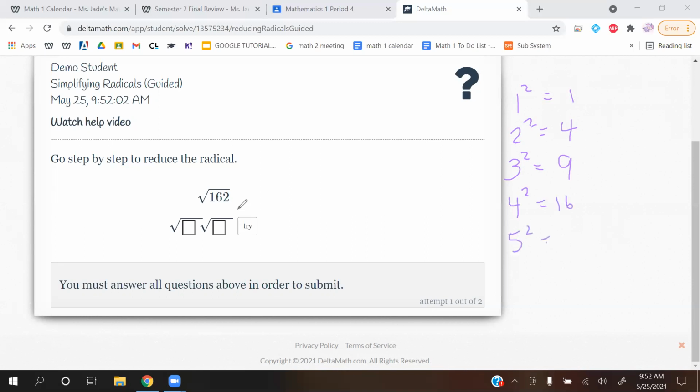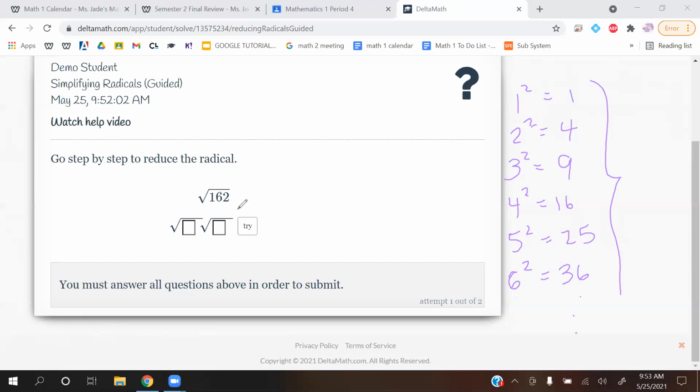5 squared, which is 25. So that's a perfect square. And I could keep going. Like 6 squared is 36. So 36 is a perfect square. So all of these numbers and so on and so forth are perfect squares. And we need to think about which of these will fit into 162. So is 162 divisible by 1, 4, 9, 16, 25, 36, or numbers like that?